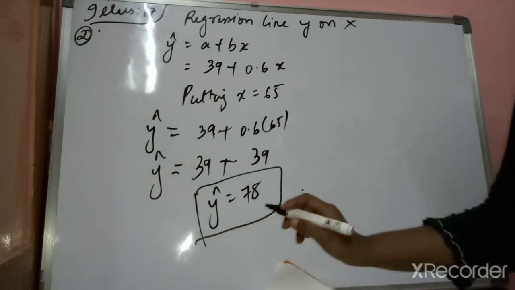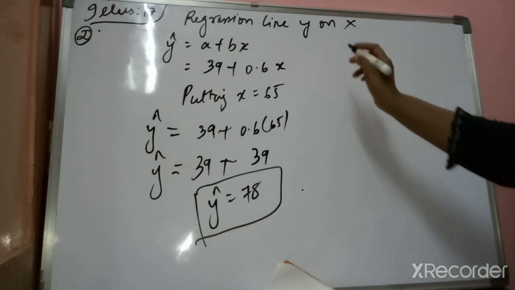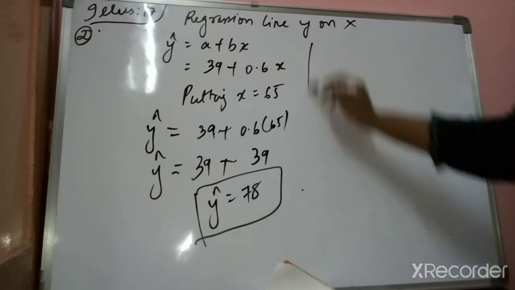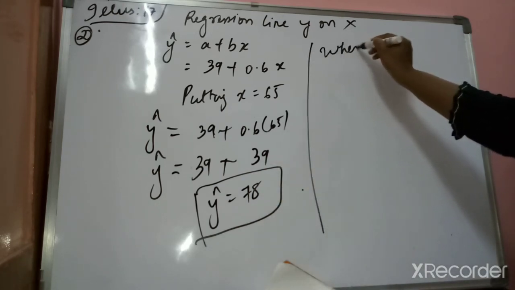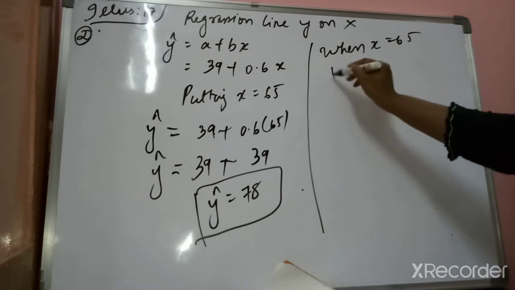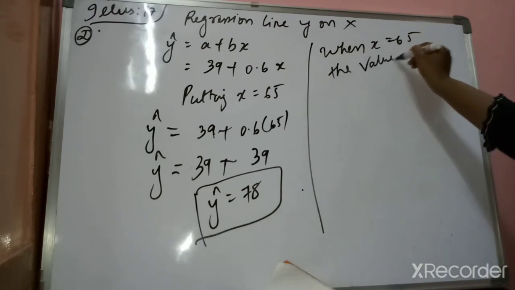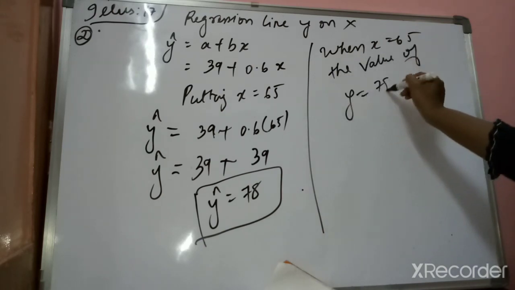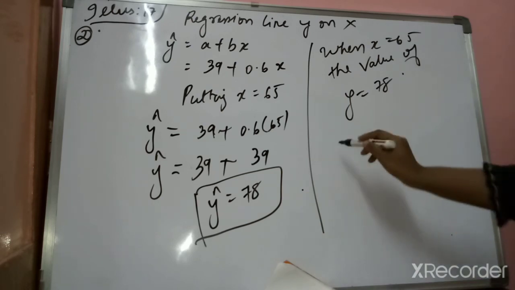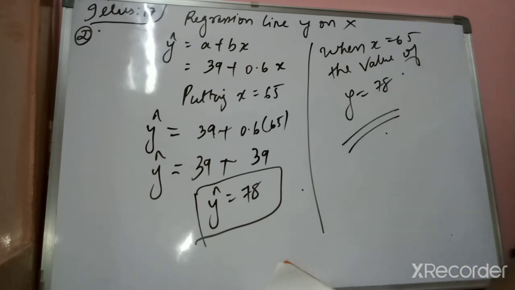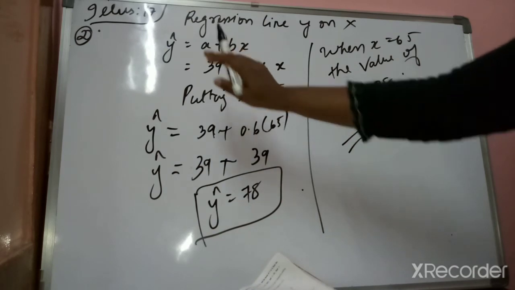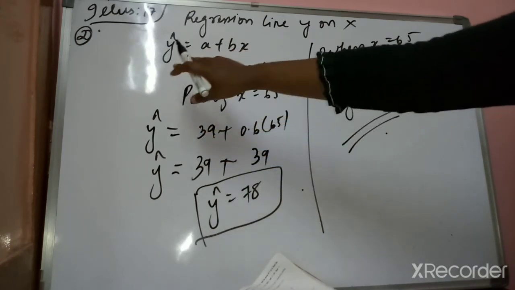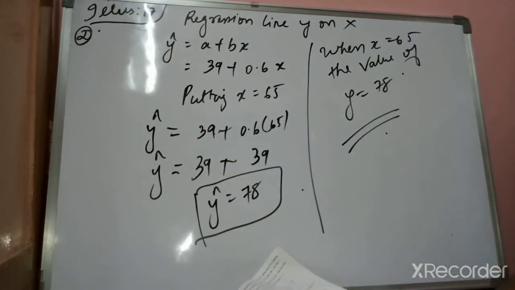So y cap is equal to 78. So lastly you can write that when x is equal to 65, the value of y is equal to 78. So this is the completion of illustration number 17, the second question of the subsection. Clear? I hope this is clear to you.